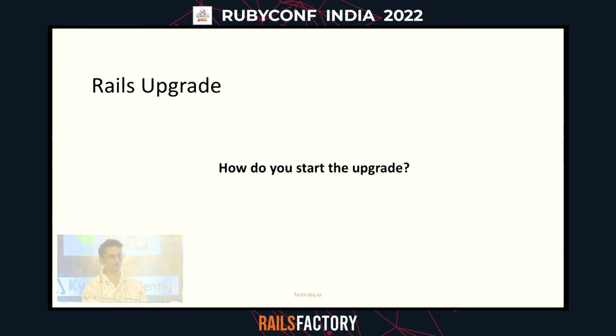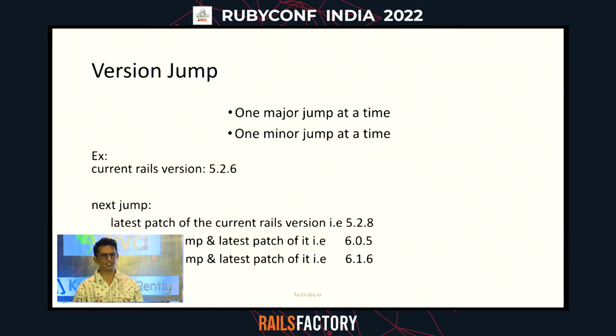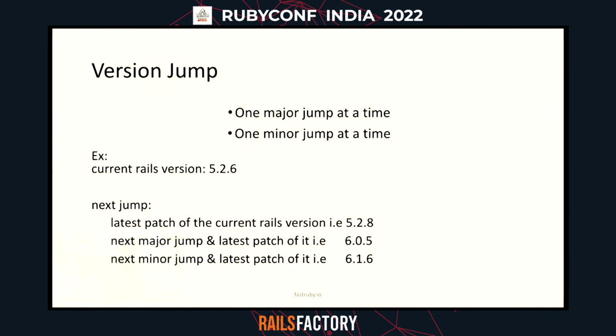Alrighty, now getting to the weeds of it. How do you even start the upgrade? The first thing that you need to do is decide the version jump. The basic rule of thumb is that you do one major jump at a time, and one minor jump at a time. So for example, if your current Rails version is 5.2.6, the first thing that you need to do is go to the latest patch of that current major-minor combination. The latest patch for 5.2 is 5.2.8.